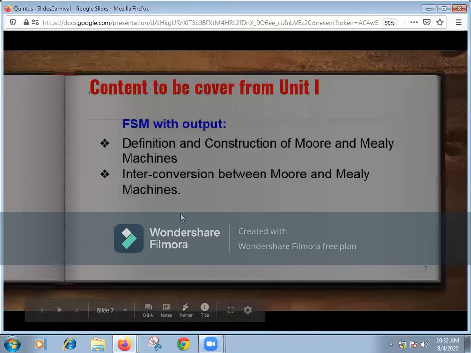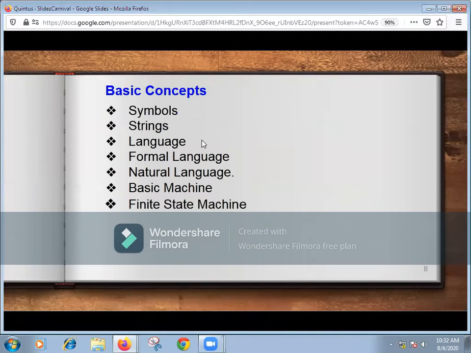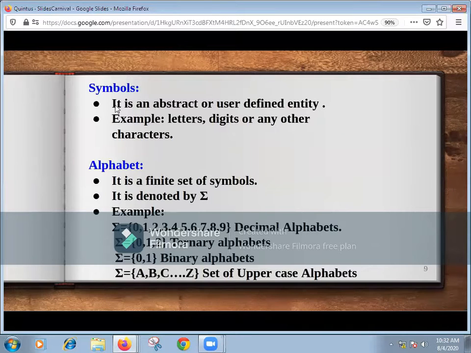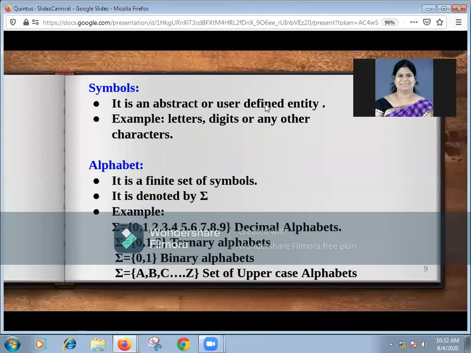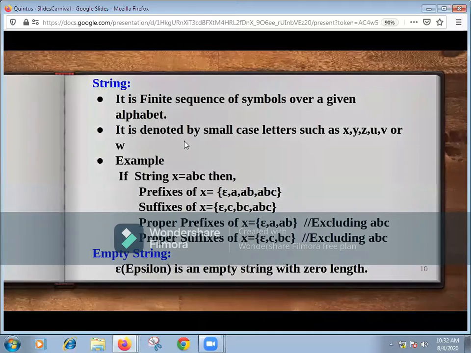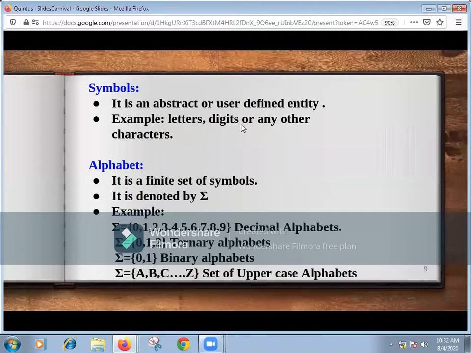Okay. Now in basic concepts, yesterday we just saw the definition of symbols and strings. So we have seen what is a symbol. It is an abstract or user defined entity, and examples are letters, digits, or any other character. So this is the definition of symbol. In the end sem exam or in the in sem exam, a question will be asked based on this terminology for near about 4 to 6 marks, where they will ask you sub points like what is symbol, what is alphabet, what is string, what is power set.